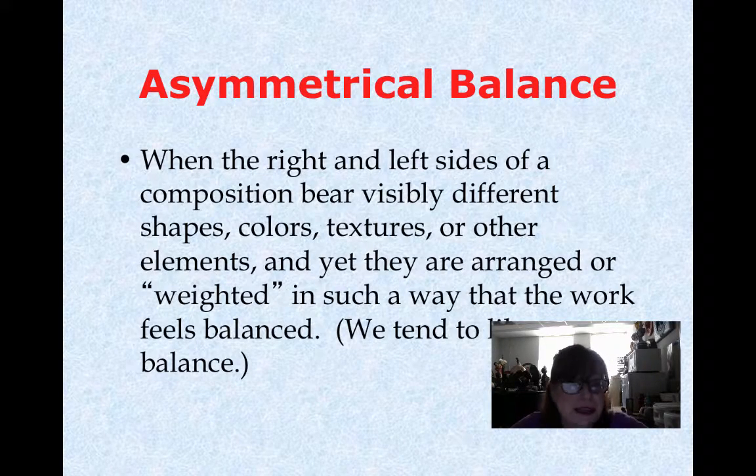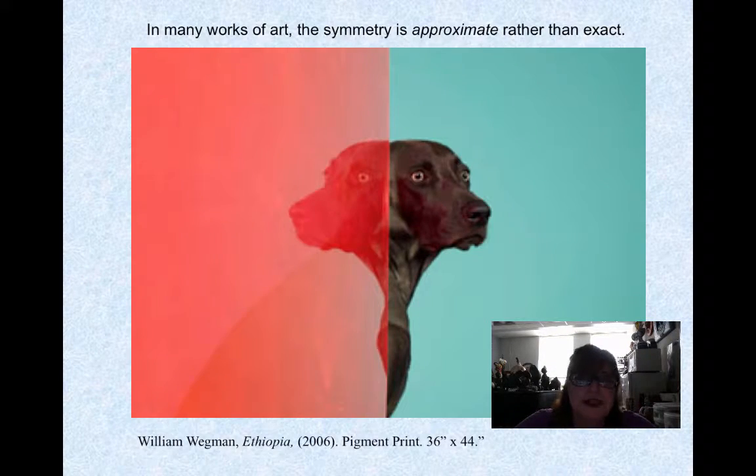And as I said, asymmetrical balance is something artists will use as well. So that would be when the right and left sides of a composition bear visibly different shapes, colors, textures, other elements, and yet they're arranged or weighted in such a way that the artwork feels balanced. And human beings tend to like balance. So in works of art, often the symmetry is approximate rather than exact.